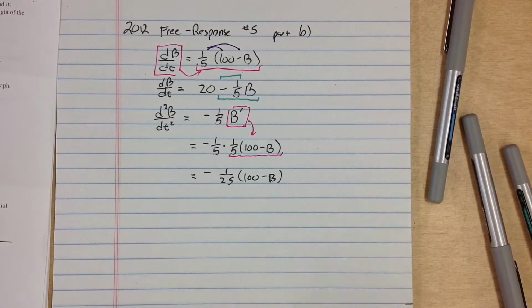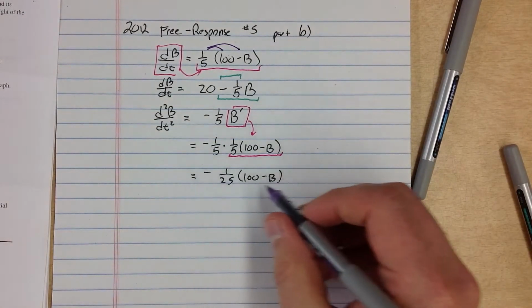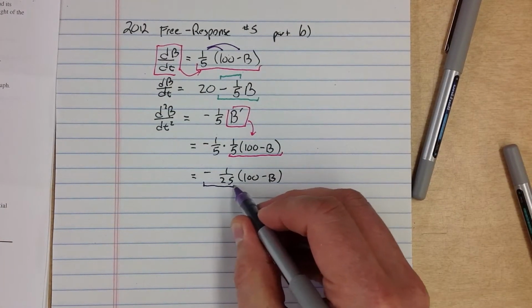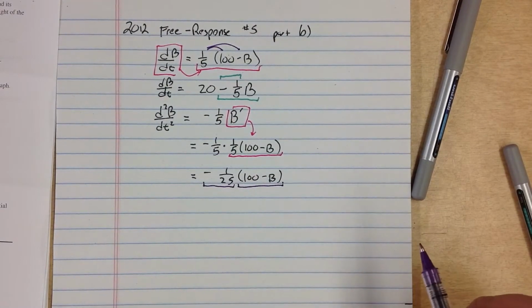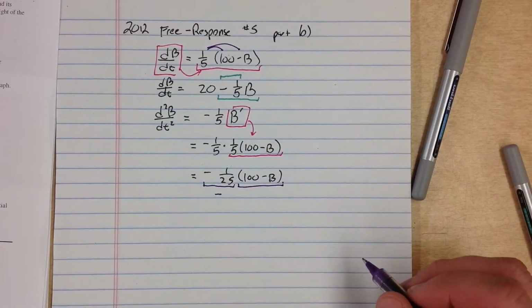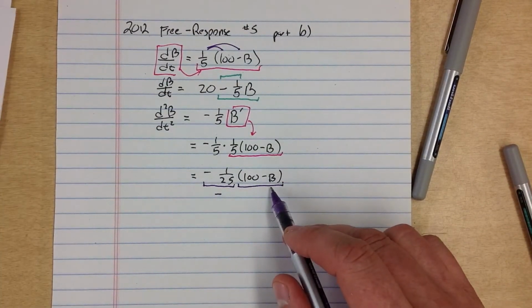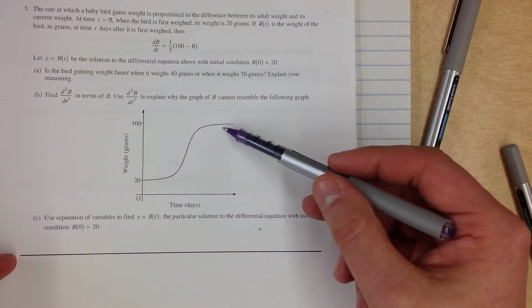Well, what I might want to analyze is, where is it positive and where is it negative? So I can look at these two factors, the negative 1/25 and the 100 minus b, and see if I can say something about when they're positive, when they're negative. Negative 1/25 is always negative no matter what I do. Let's look at this 100 minus b. Well, the weight of the bird is always less than 100.